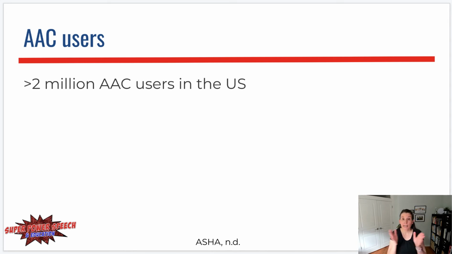It must be noted, however, that the 2 million that you see here doesn't indicate if they are aided AAC users who rely on an outside communication tool, or if they're someone who uses things just within their body, unaided, such as sign language, facial expressions, and pointing. So the percent of people who are using aided tools for communication is likely less than this 2 million.